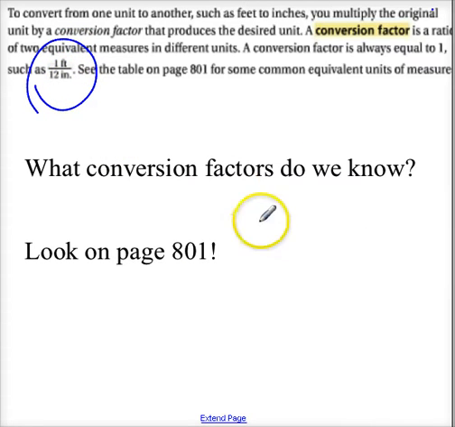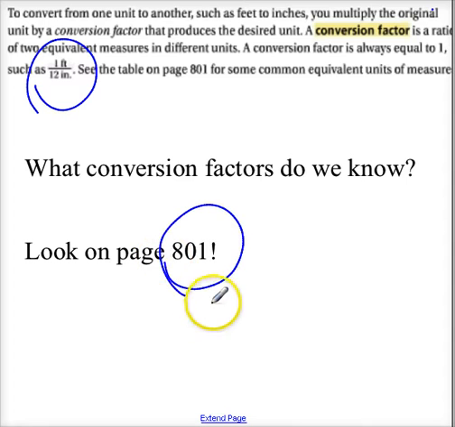There might be some conversion factors you know. For example, how many ounces are in a pound or how many minutes in an hour. But if you ever forget them or need to look them up, page 801 in your textbook has a great reference page for all of these conversion factors.